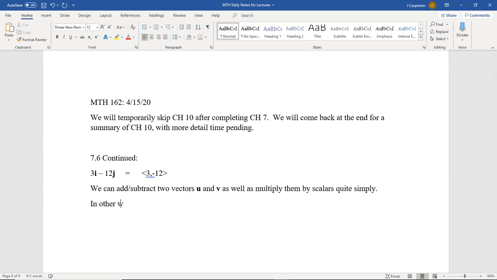So in other words, if we're given the vectors u and v, we can find, say, 3u, or we can find u plus v, or we can find 6 times u minus 5 times v, where we handle the scalars first.